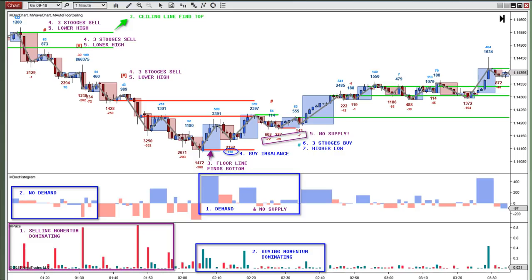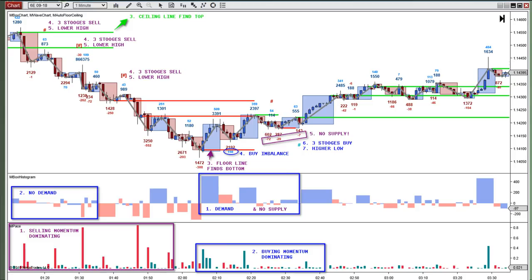ceiling lines, or floor lines, are also good areas to take profits. When we come up to this price level and we're kind of fiddling here, not much demand, not much supply, and after we're kind of ranging here, I would just get out at this point. Yeah, price did go up here.